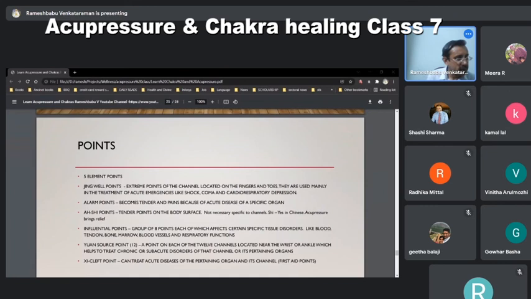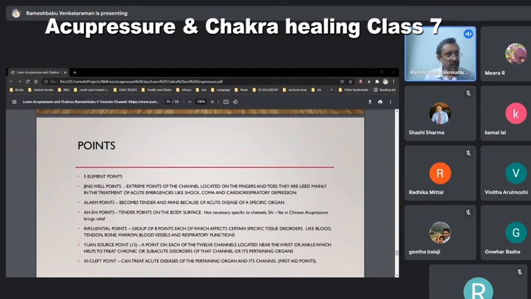Then Lu9 is actually the yuan source point, right? So Lu9 is your source point. So what is a yuan source point? Your source point is in the wrist or ankle. So you can just see, Lu9 will be there in the joint. Okay. And Lu10 is the fire point, correct?